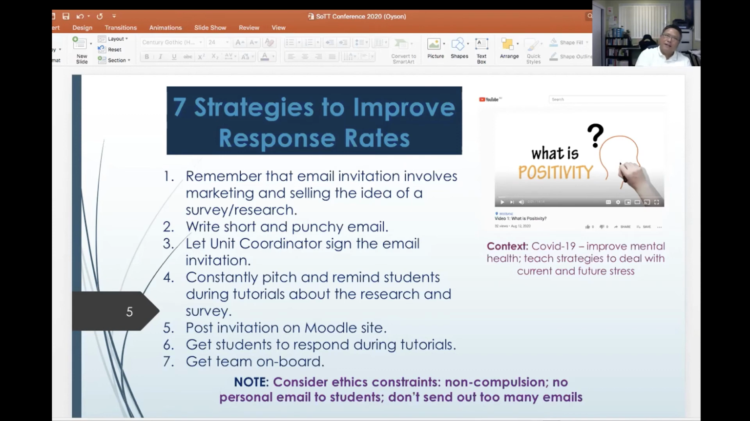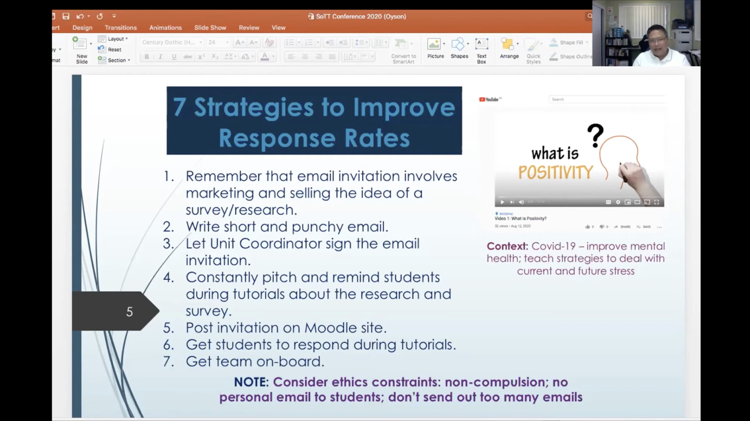So the first letter of invitation that we sent in term 1 was very formal, very academic, and it was uninteresting. But we changed the language a bit the second time, so that it was more catchy. It was something that would really titillate students to become part of the project.